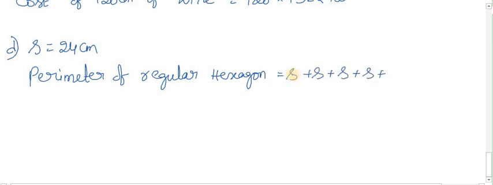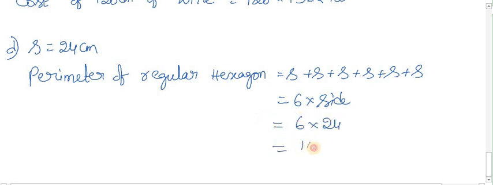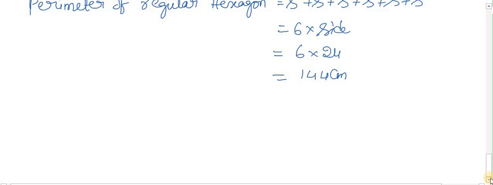So hexagon means 6 sides, 1, 2, 3, 4, 5, 6. This we can also write as 6 into side. Here my question side is 24 centimeters. 6 4s are 24, 6 2s are 12, plus 2 is 14, so 144 centimeters. Now here my cost of wire is going to change, because till now we had wire of 120, and now my wire length has changed, that is 144 centimeters.